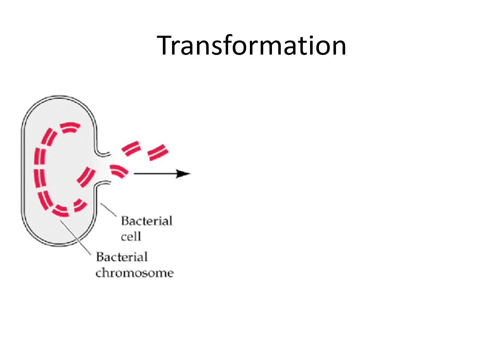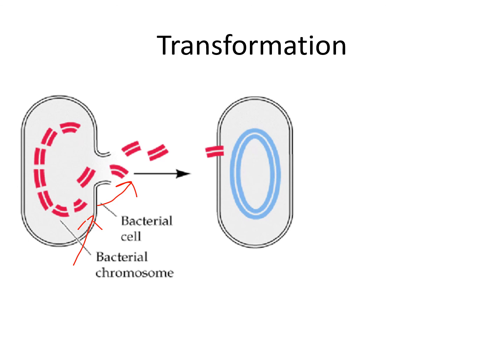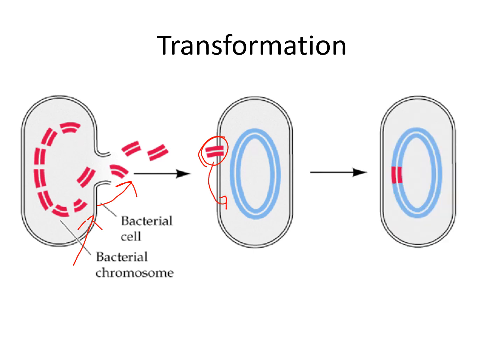The basic definition for transformation is when a bacterium picks up naked DNA from the environment. DNA is not normally found in the environment. The only way you really naturally get DNA into the environment is if a cell dies and lyses and releases fragments of its chromosome into the environment. And some bacteria have the ability to bind to these fragments of DNA that they find in the environment and to transport them into the cytoplasm.